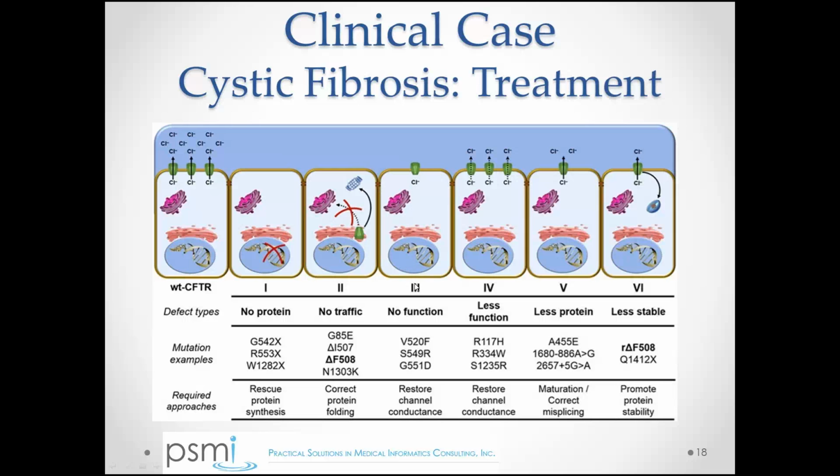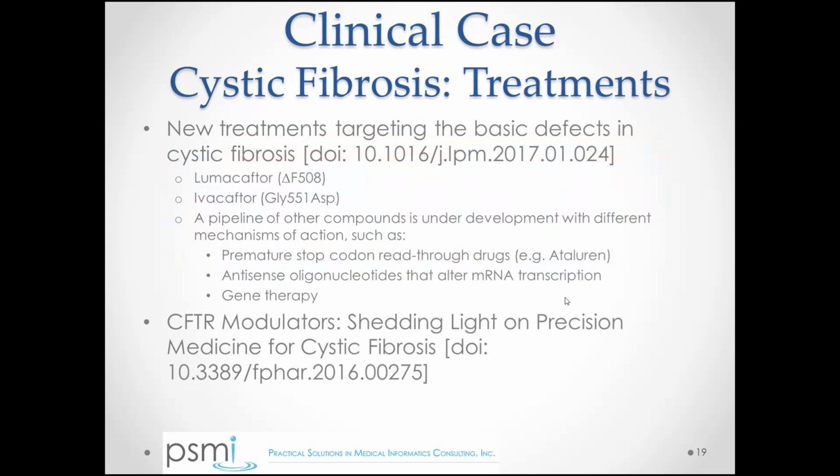And so we have specific treatments now that work for some of the class 2 and some of the class 3 mutations, as well as treatments that are targeted against other classes, such as the class 5 mutations, where the mutation results in decreased transcription. And so, just summarizing the different types of treatments, here's a couple of articles that may be of interest to you.